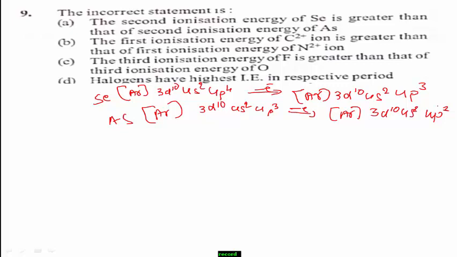Next, in option D, in a period, the noble gas has the highest ionization energy because of its completely filled electronic configuration. You know this point. Hence, a large amount of energy will be required to remove the valence electron. Therefore, this option is incorrect. So the incorrect statement is option D.